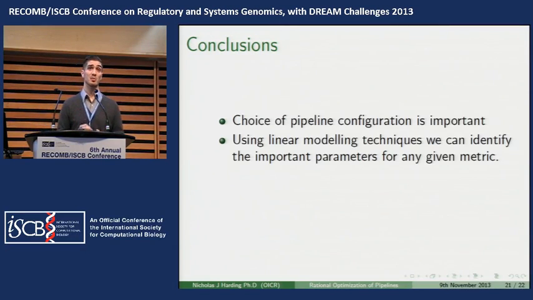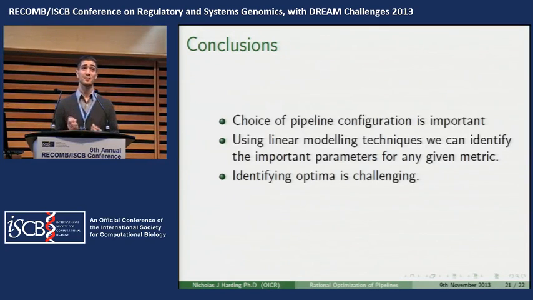We can identify the important parameters using very simple linear modeling techniques, and that kind of gives us information about which steps we should be looking at more closely. However, identifying optima is challenging. Predicting the optimal parameter set is very difficult. Predicting data is very easy, but validating that data on an independent set is difficult, just because there still remains a large amount of unexplained variance in these models.